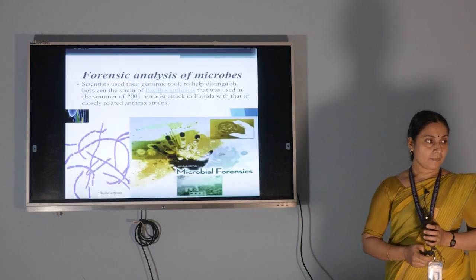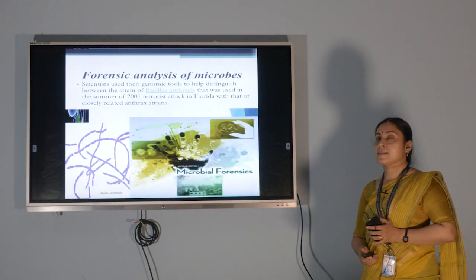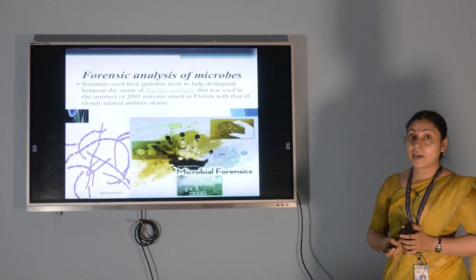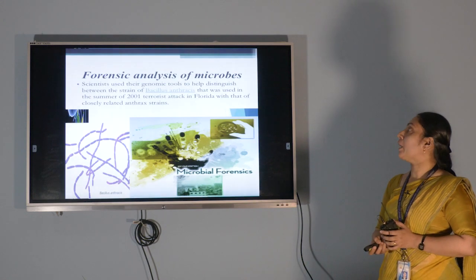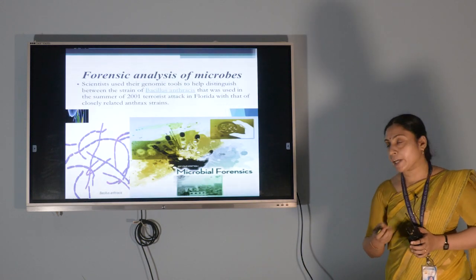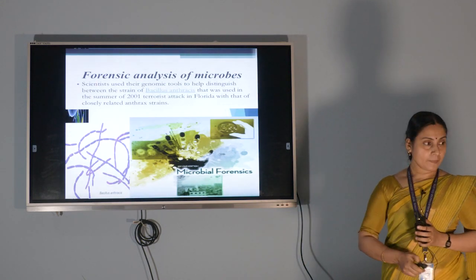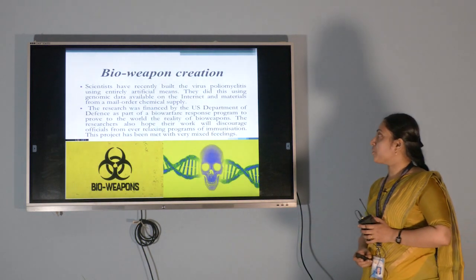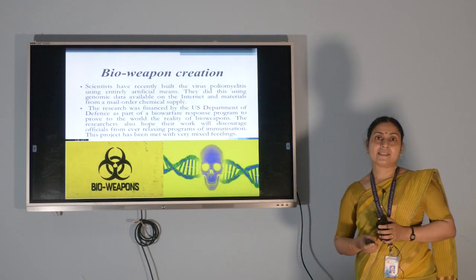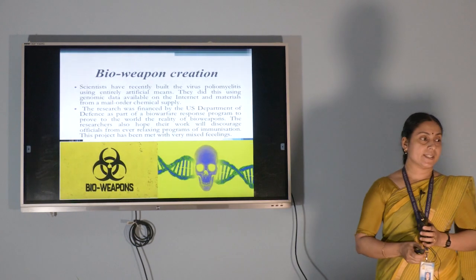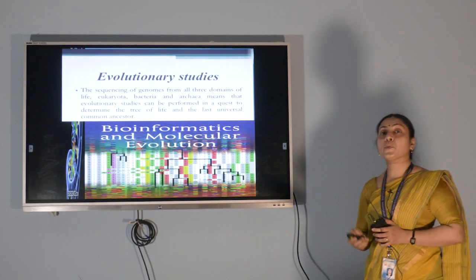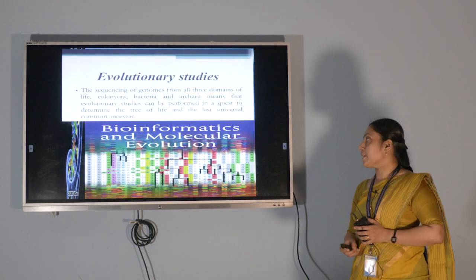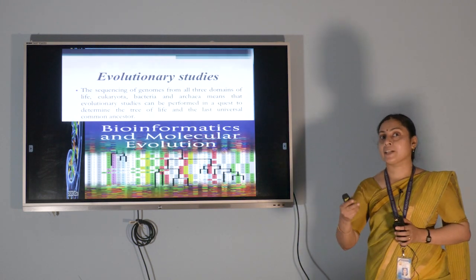Then climate change studies also utilize bioinformatics, to help understand climatic factors. Then forensic analysis: Bacillus anthracis is one of the common organisms. Scientists use genomic tools to help distinguish between different varieties of strains. And bioweapon creation, the most advanced area.